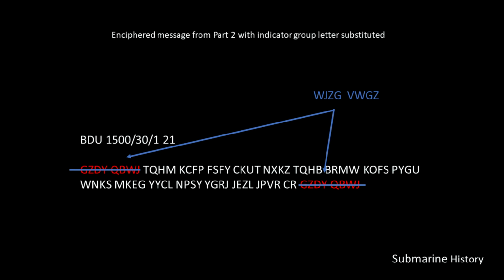So this is a slide from the last briefing. What I failed to do when I presented that example is the substitution on the indicator group, the Ken group or Ken Groupen. I've done that here using the two bigram tables that we had, just because it was convenient. So for the message that we did in part 2 of the series, the indicator group would be WJZG, VWGZ, and that's how you would do that.